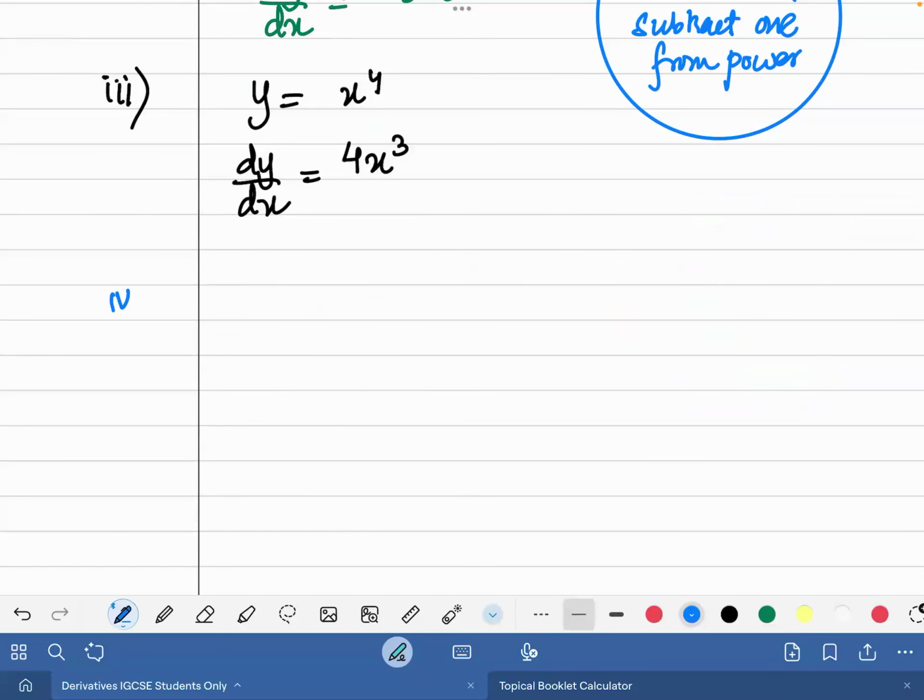Y is equal to x^6. What is the derivative of x^6? 6x to the power 5. Very good. It is 6x^5.